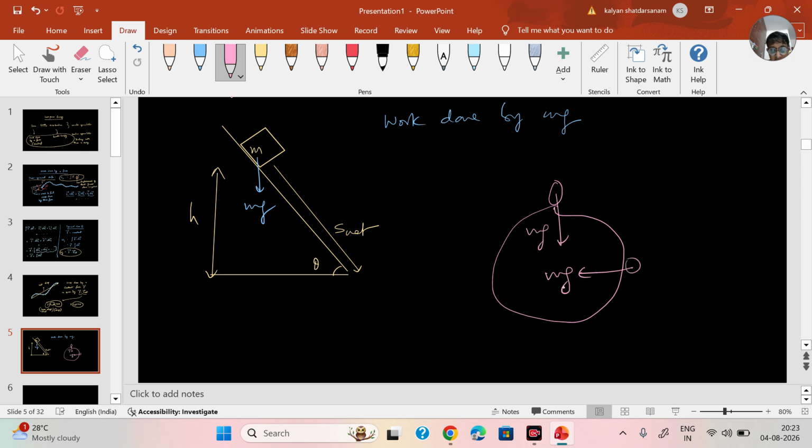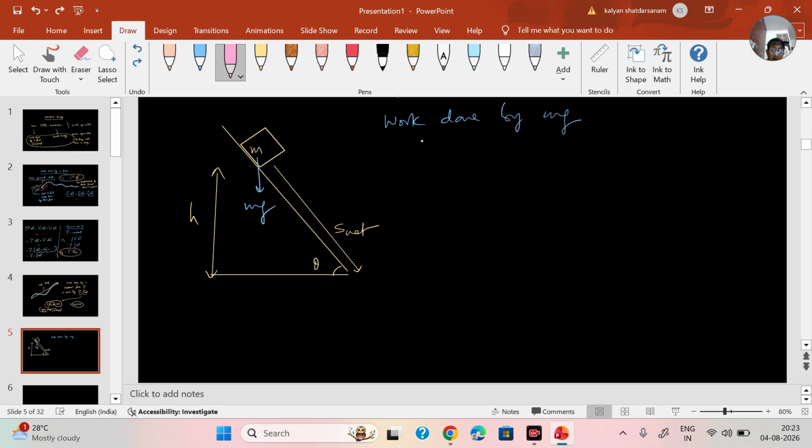Direction has changed at least. Even g value slightly changes. But I am not doing that here. The block is coming in our room from a certain height, and in our room the gravitational force is more or less constant. So mg is a constant force. So how to find work done by mg?